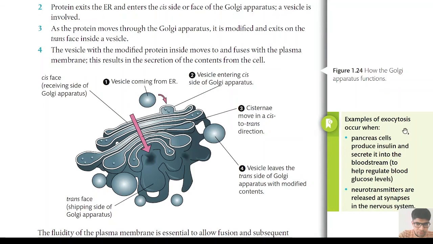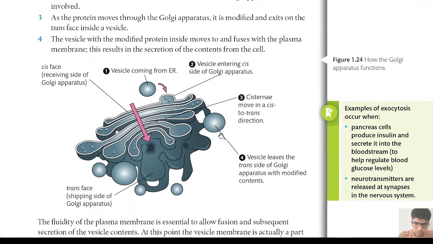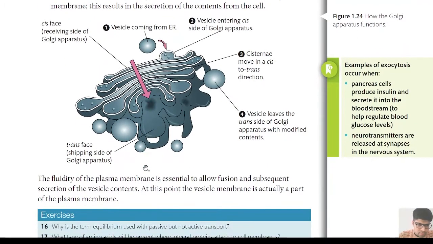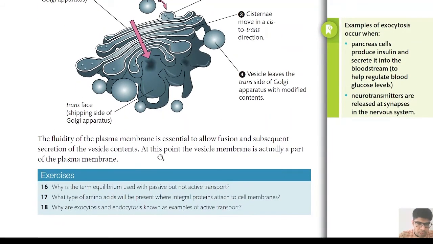We have an example of exocytosis when pancreas cells produce insulin and secrete it into the bloodstream to help regulate blood glucose levels. Neurotransmitters are released at synapses in the nervous system. So these are examples of exocytosis. The fluidity of the plasma membrane is essential to allow fusion and subsequent secretion of the vesicle contents. At this point, the vesicle membrane is actually a part of the plasma membrane.